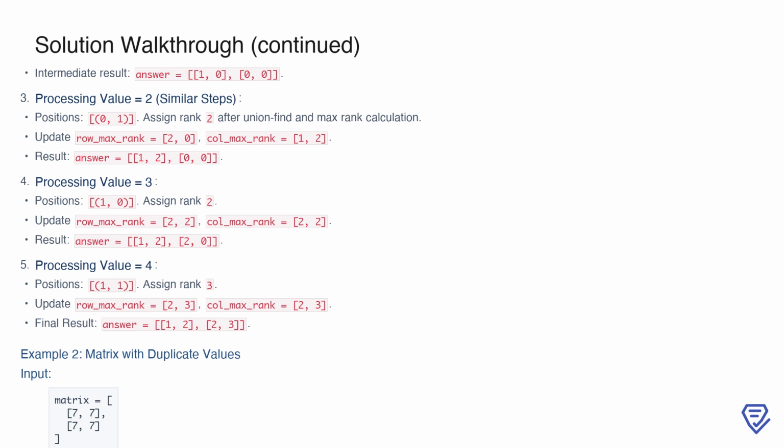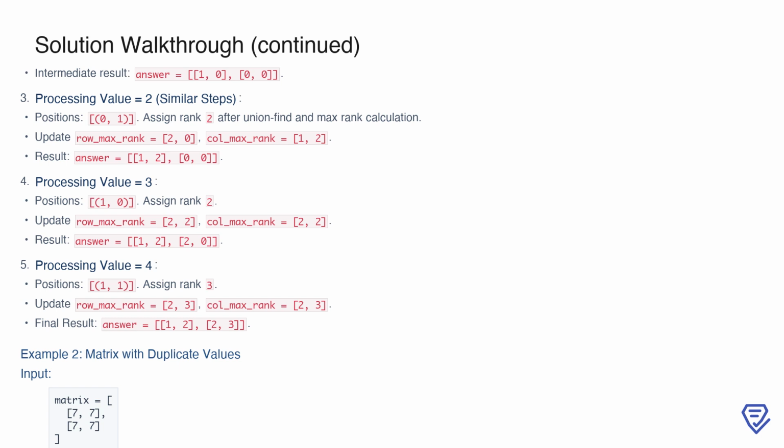Now we move on to value 2, which is located at position (0, 1). Using similar union find operations, we determine the connected components and calculate the maximum rank, which turns out to be 2. We update the rank for this position and adjust the row and column maximum ranks accordingly. This results in row_max_rank becoming [2, 0], and col_max_rank becoming [1, 2]. The updated matrix is now [1, 2], [0, 0].